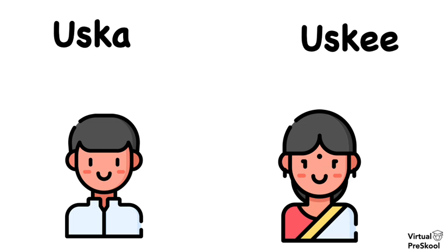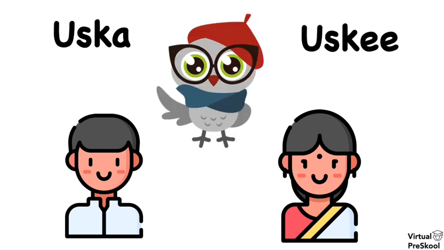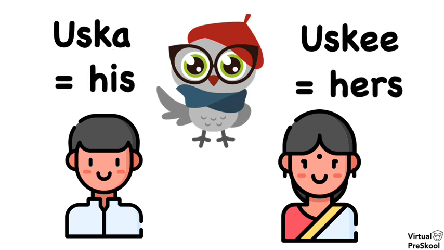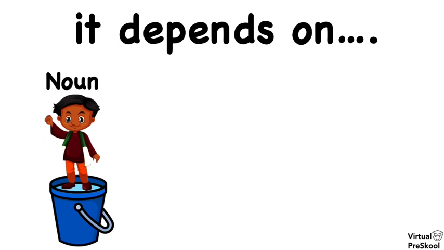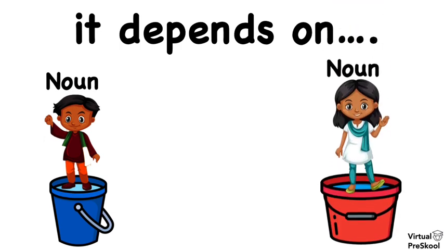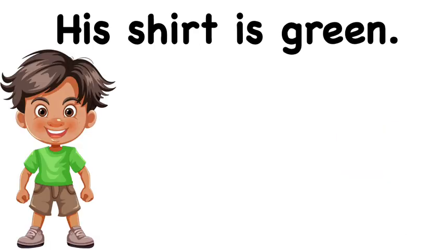So you might be thinking, Auntie, I think it's time to call obvious Ullu because it's super obvious that Uska is his and Uskee means hers. But that's not true. There's more to it than that. Which one to use doesn't depend on who's speaking. It depends on the subject of the sentence and whether that noun is a boy bucket noun, a pull noun, or a girl bucket noun, a stri noun.